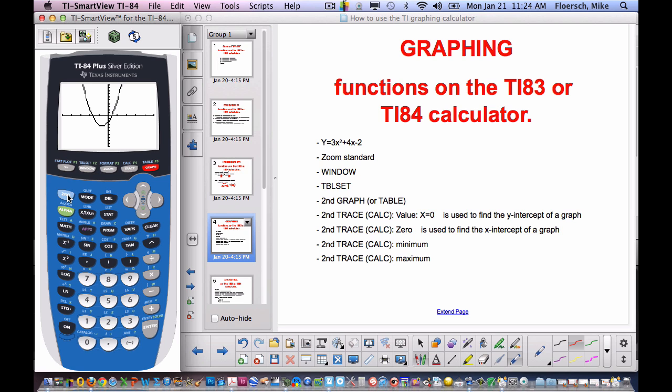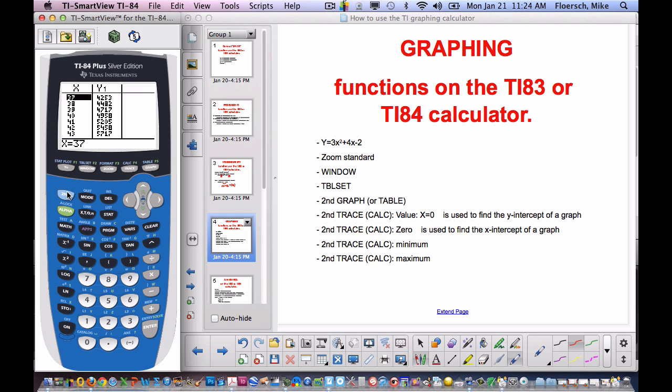I can also go to second window, table set. Where do I want my table to go? What do I need the table for? Well, let's look at this. If I do second graph, it gives me the table here. It gives me all my x and y coordinates for that parabola. I can scroll up and down, but notice I'm sitting at 40, 39, 38, 37. You know what? I'd really like to start at 0 and see what happens.